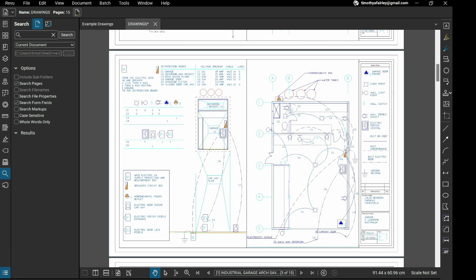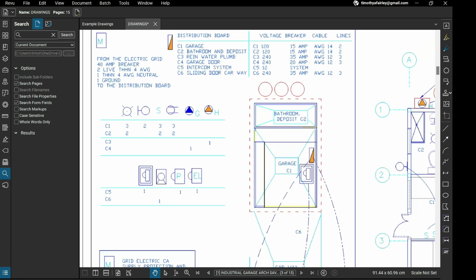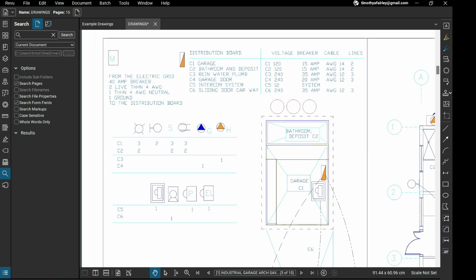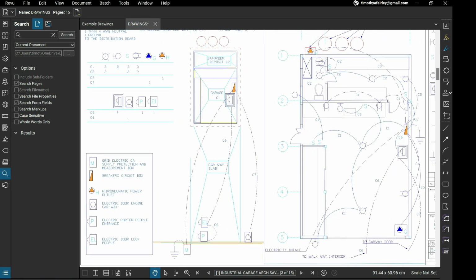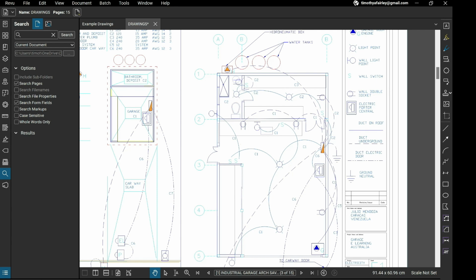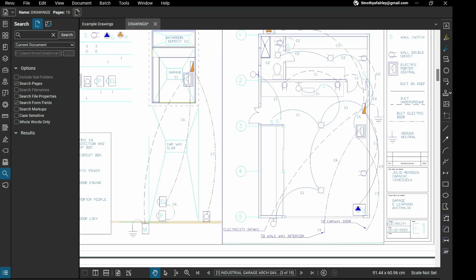If we look, this is the electrical drawing. You can see that the schematic information is represented as a table. It shows the information about the distribution board, the information about the different circuits, and then it also shows on each circuit what services are connected. Each of these represents a light, each of these represents a power point. And then we've got an internal building layout and an external building layout.